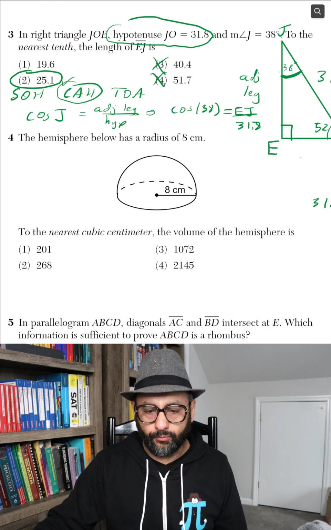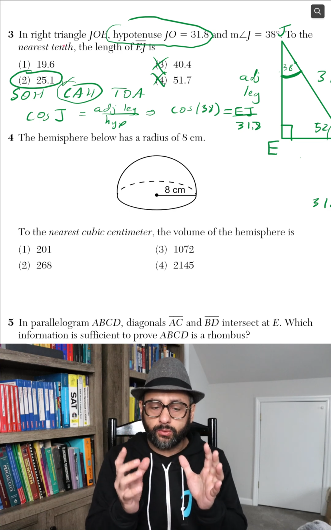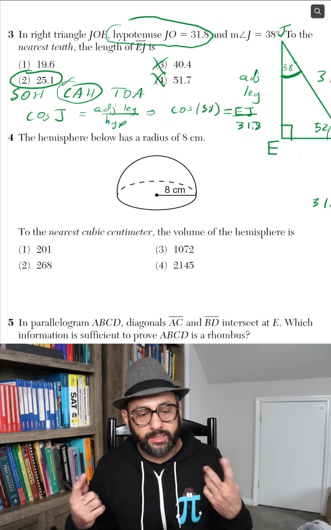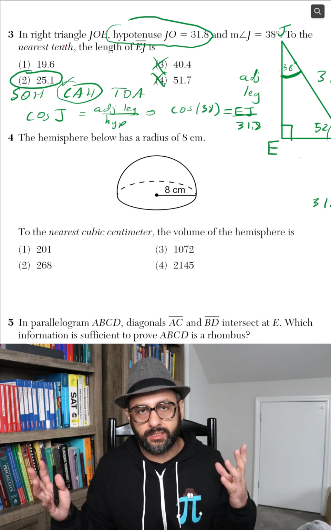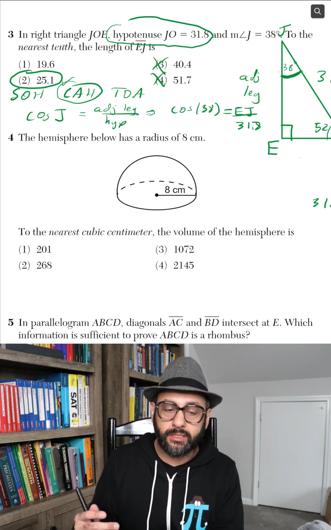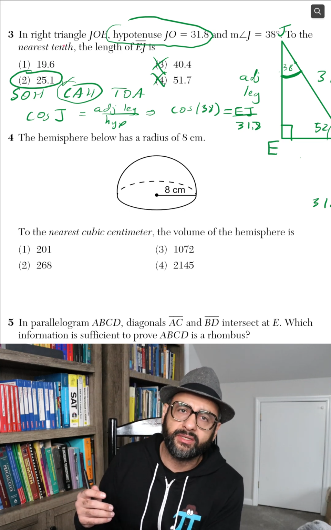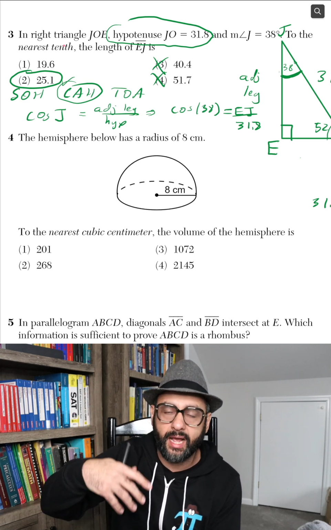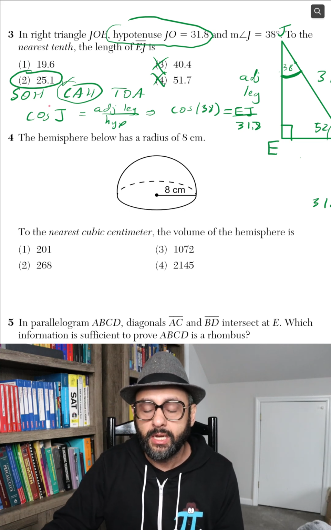Let's hop right over to number 4 with a hemisphere. A lot of students get this one wrong by not considering a hemisphere, but they actually consider a sphere. In other words, they go through the process of getting the volume of a sphere and then they stop. Other students get this wrong because they don't even think to say, oh, a hemisphere is half of a sphere. So if I just get the volume of a sphere and cut it in half, then I got the volume of the hemisphere. So that's what I'm going to do.